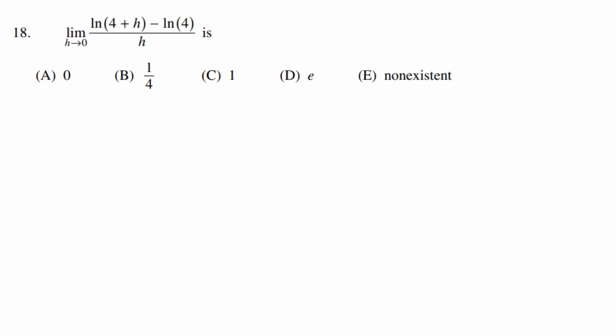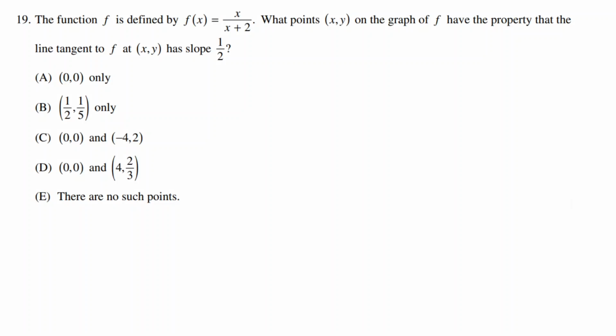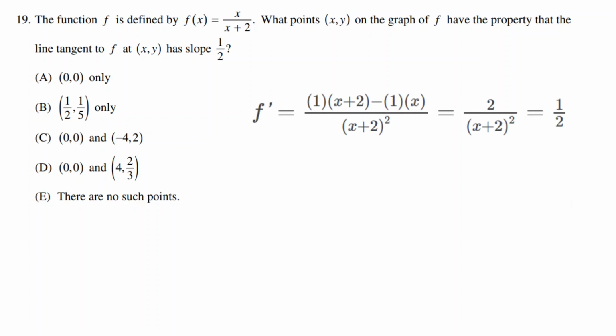Number 18 is just a limit definition of a derivative, so the derivative of ln of x at 4 is 1 over 4, B. In 19, tangent line with the slope 1/2 means when the derivative equals 1/2. We use the quotient rule and we set it equal to 1/2. The x values are 0 and -4, so the answer is C.